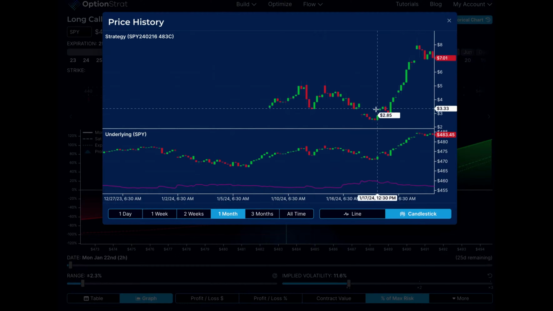The top one here is my option's price compared to the value of the underlying. So a long call is a strictly bullish position, and we can see that as the market ran up here, this long call just exploded in value. So that's really cool to be able to come in and take a look at the price history of a specific option and see how that option has moved compared to the price of the underlying.